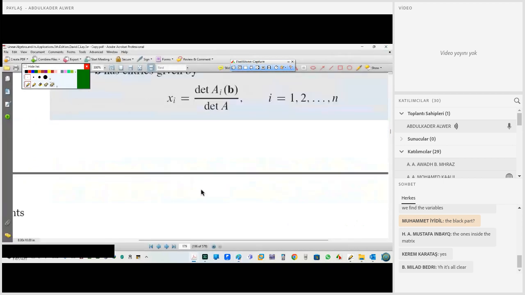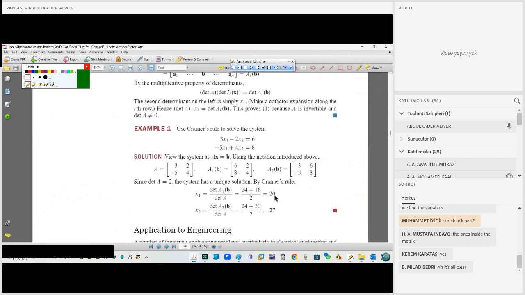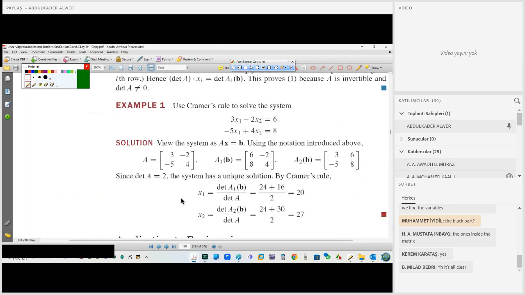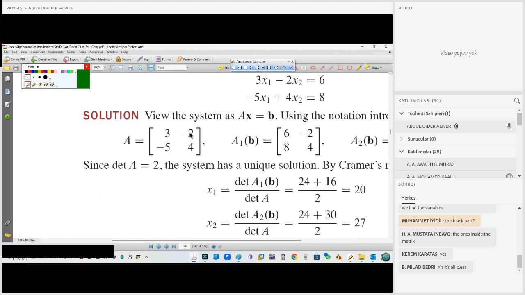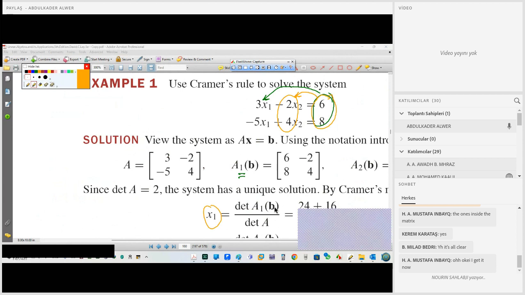Okay, let's go to your book. This is your book. See, this is A, 3, minus 5, minus 2, 4. B, I took those numbers and I put here for A1. For A2, I took them again and I put here. Then calculate X1, X2. Got it, Hiba?